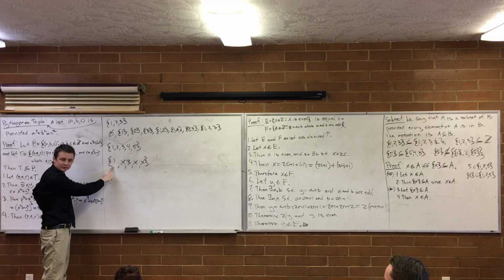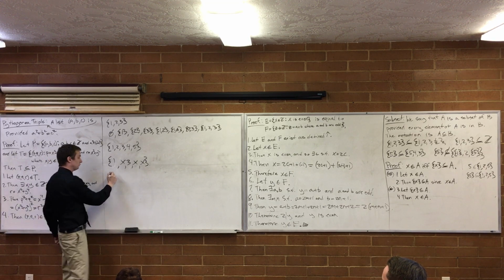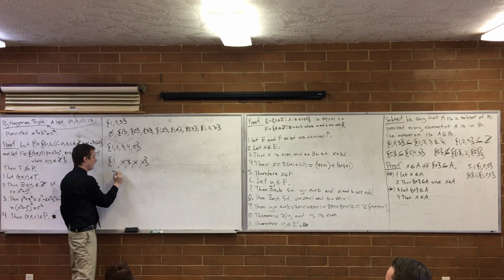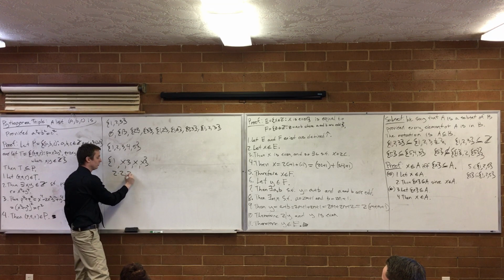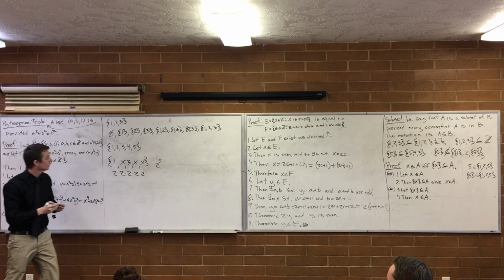So for every element in there, I have 2 options. Should I use it or should I not use it? I have 2 options whether or not I want to use 1, 2 options whether or not I want to use 2. 2 options, 2 to the 5. The other one's just 2 to the 3.